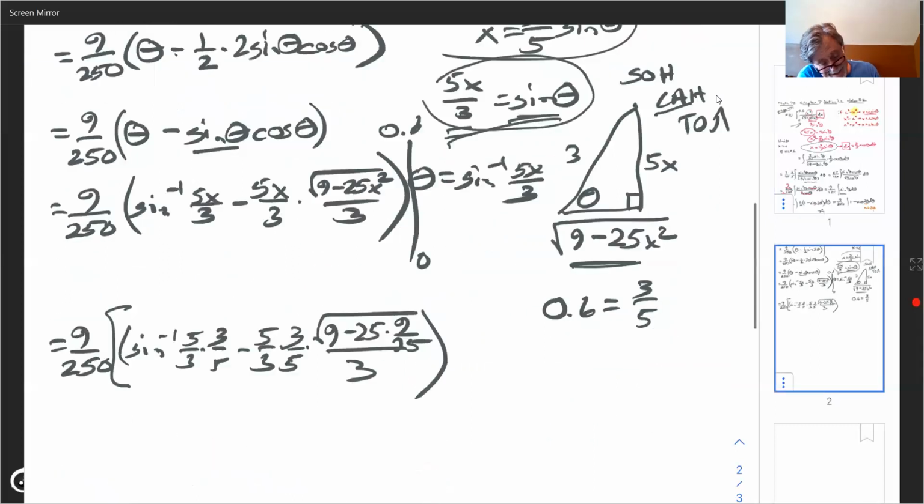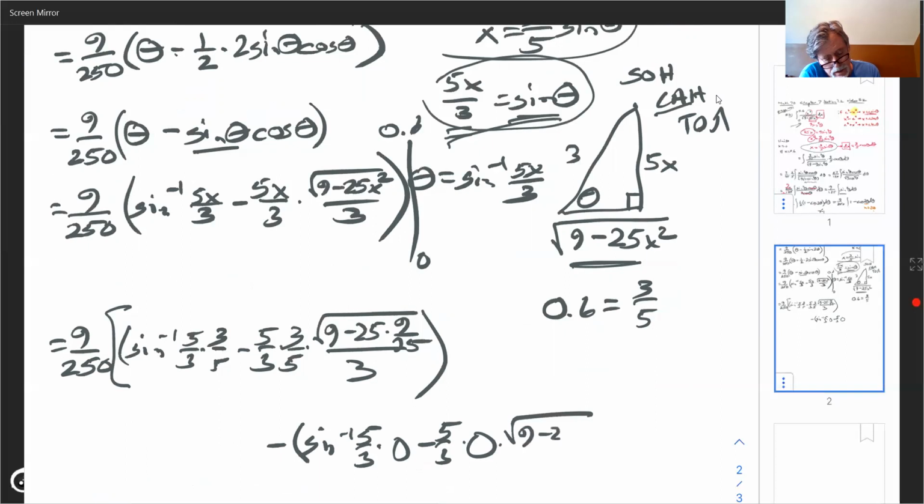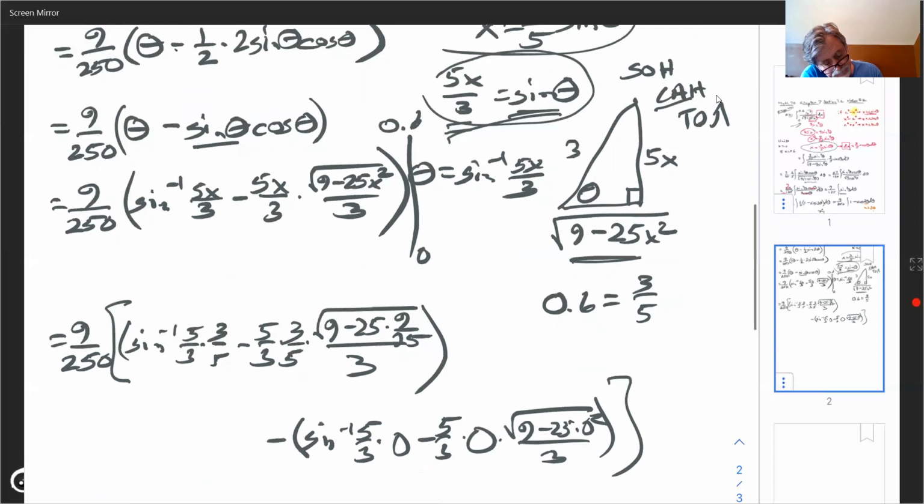The second limit is this, minus. Now we're going to plug in 0, and we're going to get, all right, so sine inverse of 5/3 times 0, aha, minus 5/3 times 0, correct? And who cares about the rest? It's going to be times the square root of 9 minus 25 times 0 squared all over 3. This is also, well, that's gone.